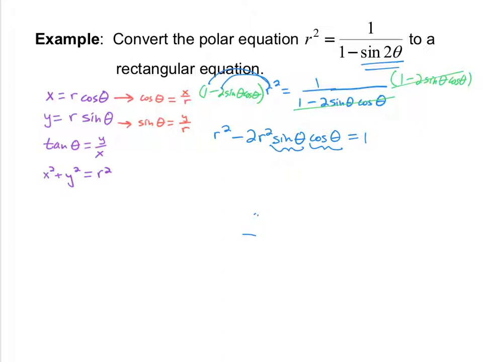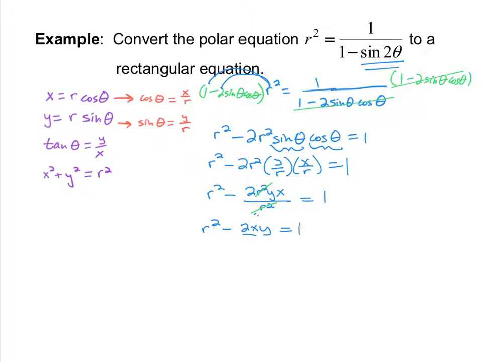Now remember I said don't worry about the r squareds until you have gotten rid of the sine theta cosine theta. So let's make that substitution, and I've got r squared minus 2 r squared. Now the sine is y over r, the cosine is x over r, and it equals 1. So I have r squared minus 2 r squared yx over r squared equals 1. The r squareds cancel, and I end up with r squared minus 2xy equals 1. Now's the time to make a substitution here and get x squared plus y squared minus 2xy minus 1 equals 0. Okay, so same answer as we had before.